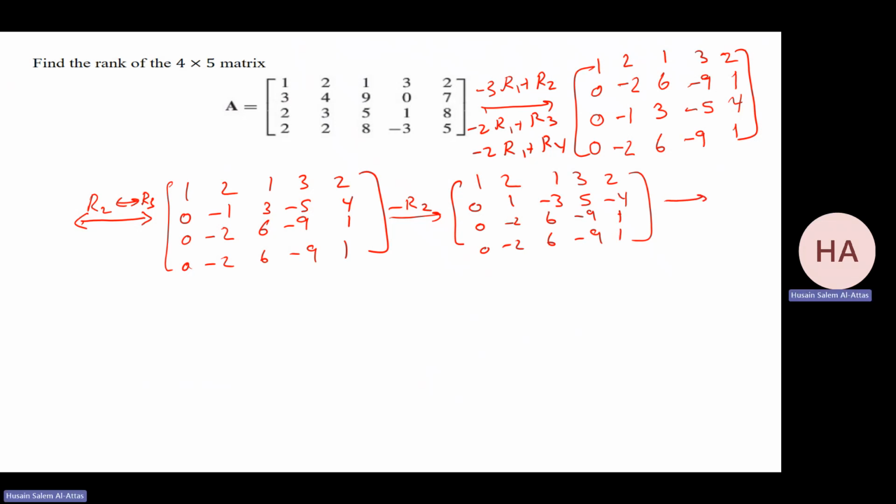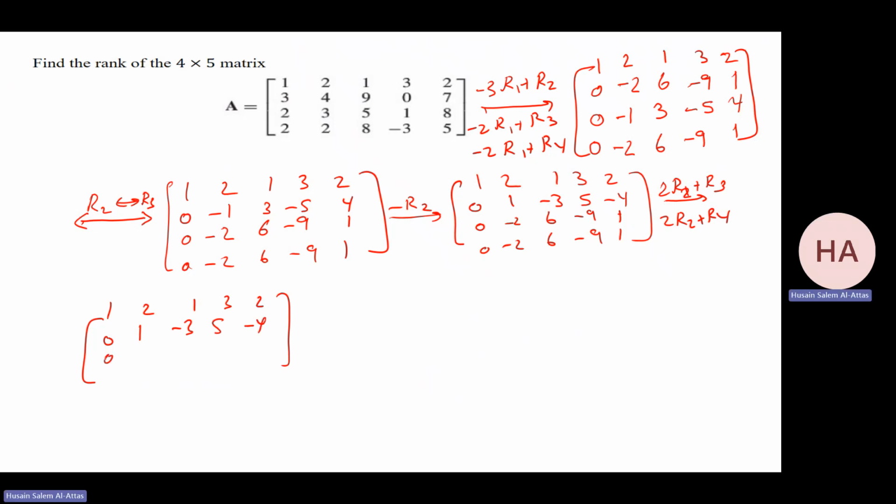Now multiply the second row by 2 and add it to the third row. Second row by 2 and add it to the fourth row. I'm getting 1, 1, 2, 1, 3, 2. This is the same.